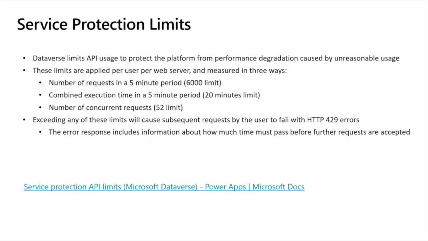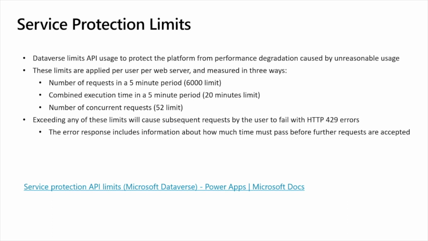Drilling a little deeper into the service protection limits that apply to Dataverse, again, these limits are there to prevent high volume scenarios like load testing from impacting the shared environment. They ensure performance for all customers and don't cause performance issues. These limits are applied per user, per web server, and are measured in 3 ways. First, the number of requests in a 5-minute period, so 6,000 requests in 5 minutes. The second, combined execution time in a 5-minute period, so 20 minutes in a 5-minute period. Or third, the number of concurrent requests, which is 52.